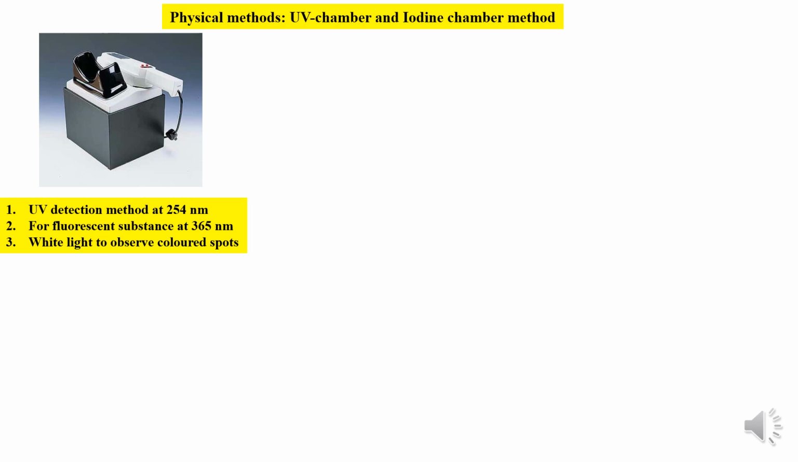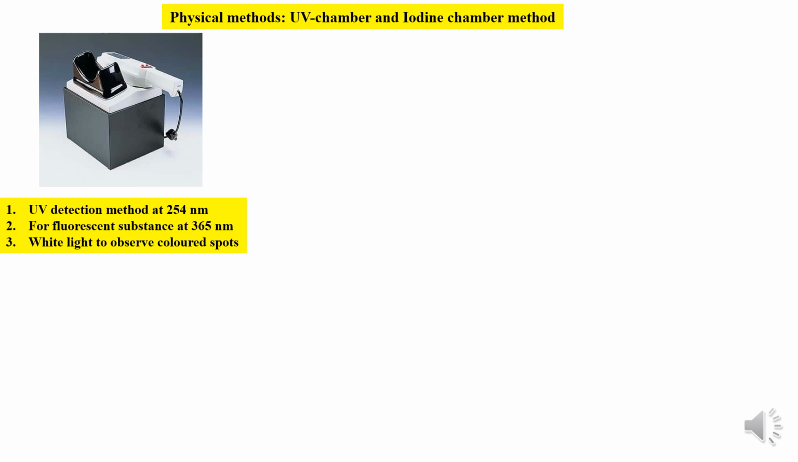Now let me explain the physical methods that are commonly employed for detection of colorless compounds. There are two widely used methods for detection of the colorless compounds that are separated by TLC technique. They are the UV chamber method and the iodine chamber method. Let me begin with the UV chamber method.